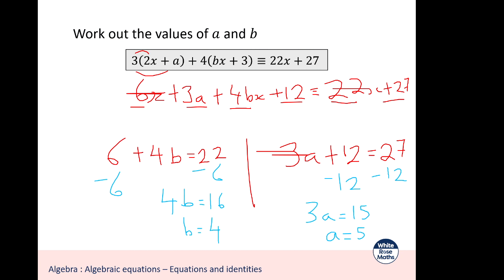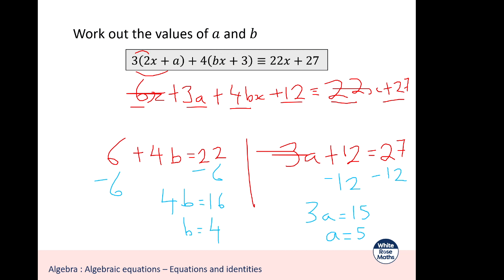So step one, I expanded the bracket. I then compared the coefficient of the x's. So I got 6 plus 4b has to equal 22. And then I compared the coefficient of the constants. Okay, awesome, Lisa. Okay, I then solved the equations. Now if I sub a and b back in, the left-hand side will give me the expression 22x plus 27. Okay, and I can actually check it if you want to.